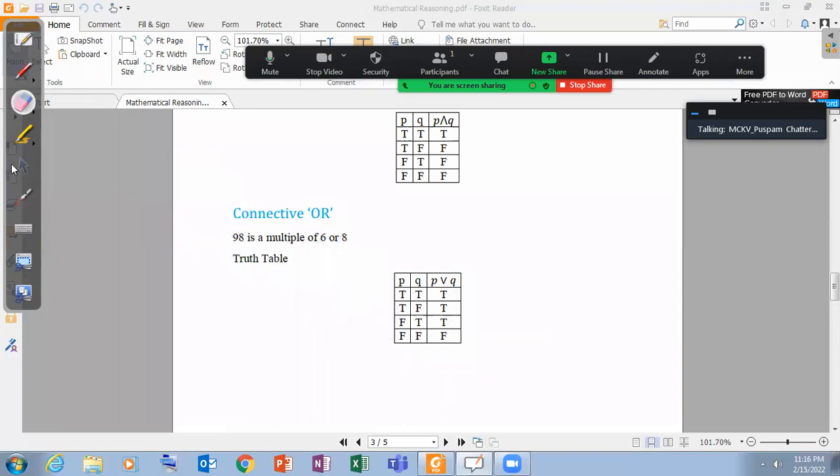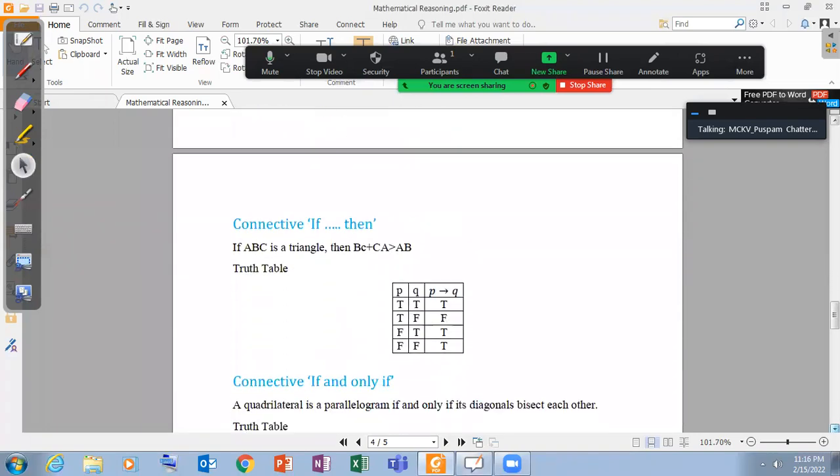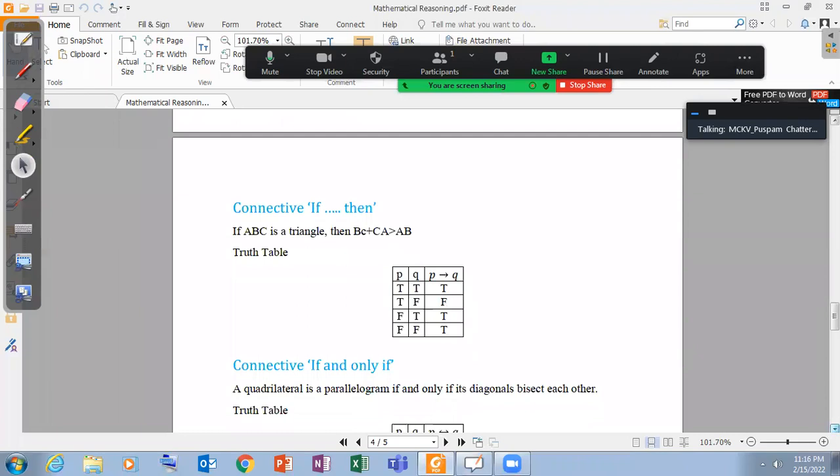Then comes "if then", the implication statement, very important. One example might be: if ABC is a triangle, then BC plus CA is greater than AB. So this is an if-then. In this case there are two statements: ABC is a triangle, this is one statement P, and BC plus CA greater than AB, this is another statement Q.